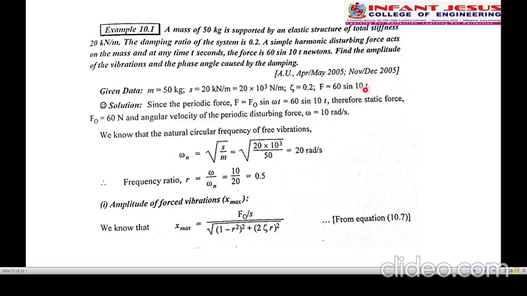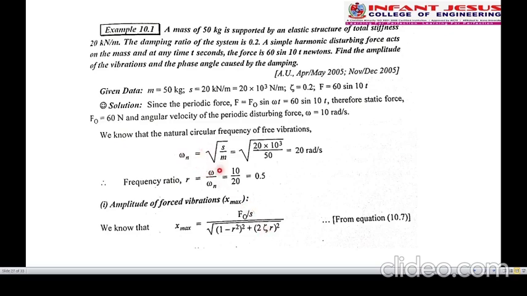From this we get 2 values. Find the amplitude of the vibrations and the phase angle caused by the damping. So we have to find the amplitude, that is x max, and phi, the phase angle. Before finding the amplitude, this is the formula: X max equal to F naught by S divided by root of (1 minus r square) whole square plus (2 zeta r) whole square. Here F naught is 60, S is given, r we have to calculate. Omega is given, omega n we have to find out and then find r. Zeta is given.